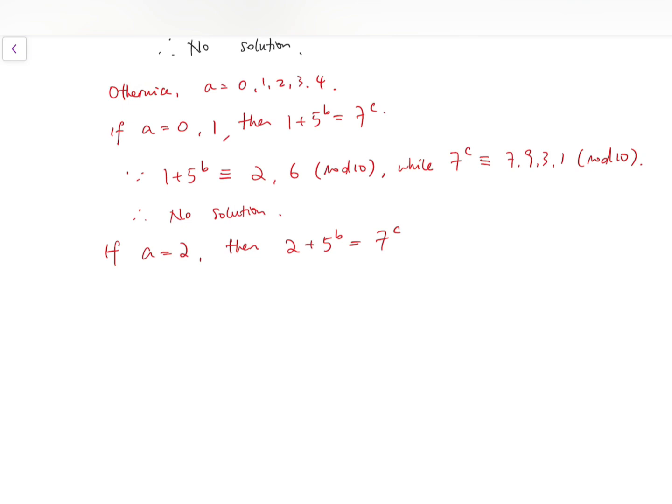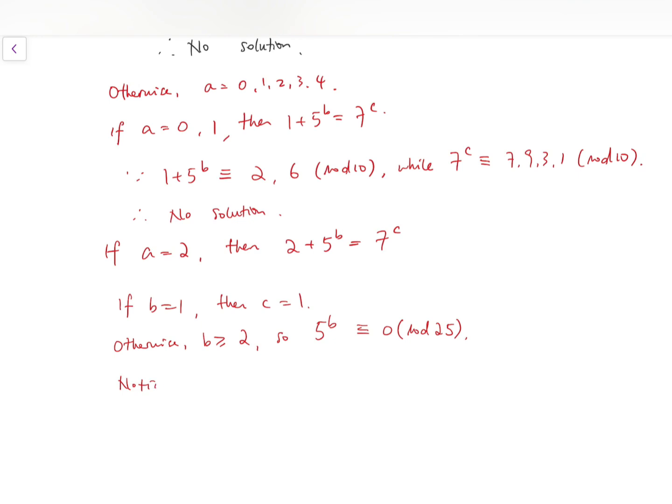Now what happens if b is larger than 1? Then we can tell that all the powers are multiples of 25, and so if we want to show that there is no other solution other than 1, 1, then we should try to take a look at mod 25. So if b equals 1, then c equals 1. Otherwise, b is at least 2, so 5 to the power b is congruent to 0 mod 25.